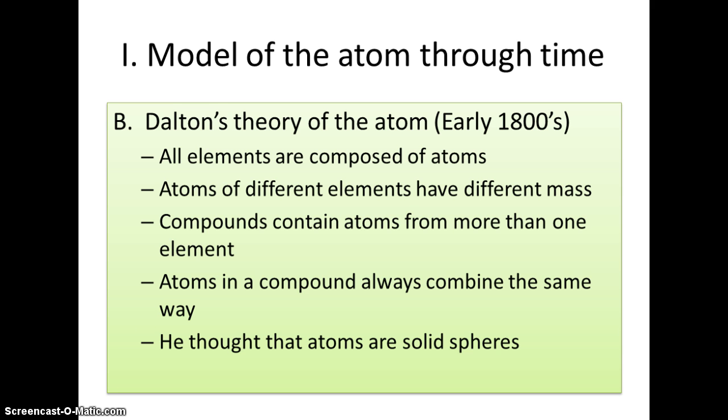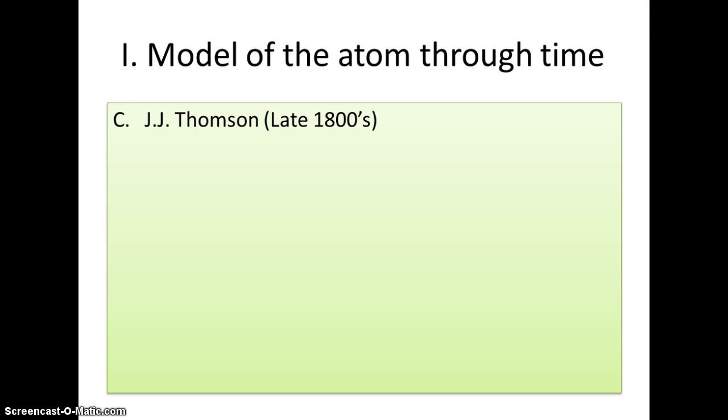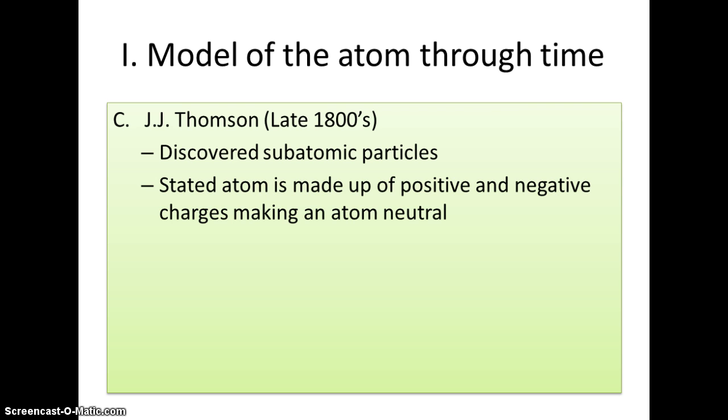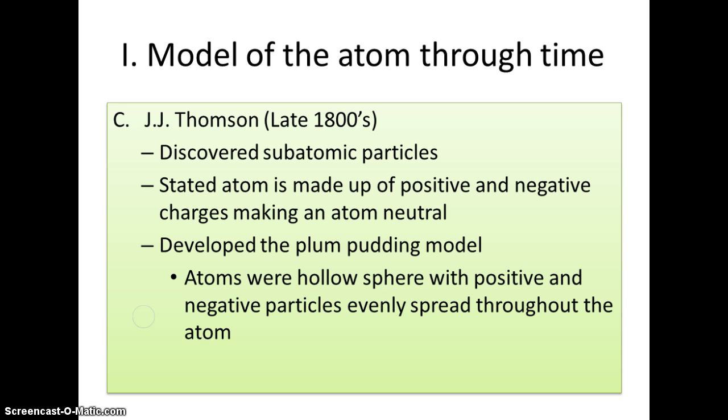After Dalton, Thomson came along in the late 1800s, and he used a cathode ray tube and discovered subatomic particles. He stated that the atom was made up of positive and negative charges, making an atom neutral. And he developed the plum pudding model. He thought that atoms were hollow spheres with positive and negative particles evenly spread out through the atom.